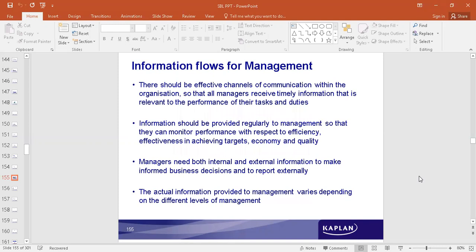Information flows for management. When information is provided, the management takes decisions. So the first thing is that information has to be gathered. The facts and figures, when they're gathered, we call data. Data has to be processed to make it information, then analyzed, and the analysis is provided to the management so that management takes better decisions, useful for decision making.